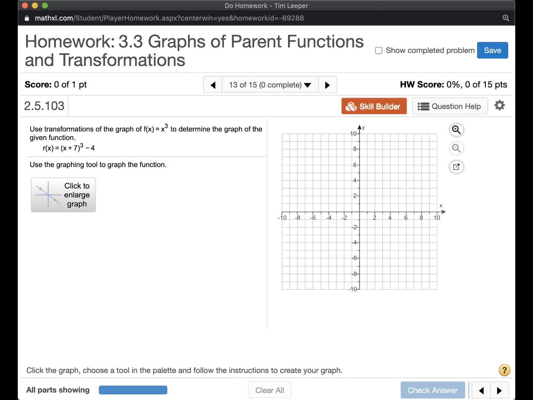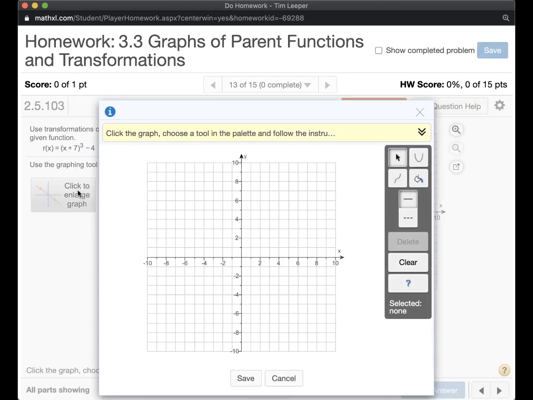Okay, here we are in my math lab example. The question says, use transformations of the graph of f of x equals x cubed to determine the graph of the given function r of x equals (x plus 7) to the third power minus 4. If the graph is kind of small on your screen, you can just click it and it's going to create a larger graph for you to use.